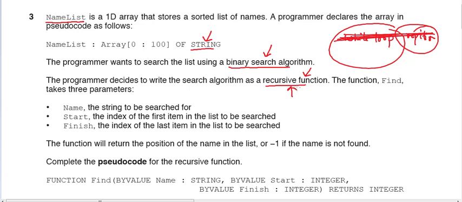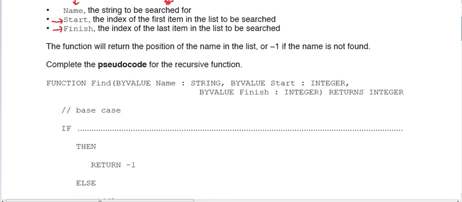Okay, now he says that the function find takes 3 parameters: the name, which is the value that we want to search in our array, and then start, which is obviously going to be the starting index of the array, and finish, which is going to be the last index of the array. So basically in our function find there are 3 parameters: the name, the value that we are going to search in the array, the starting index, and the final index, right?